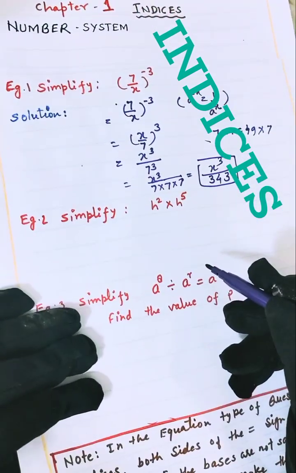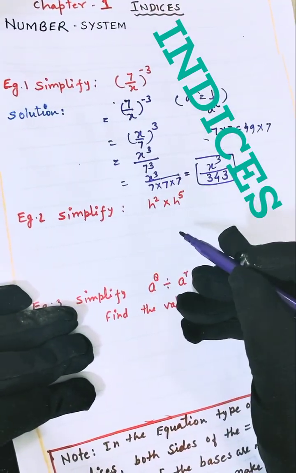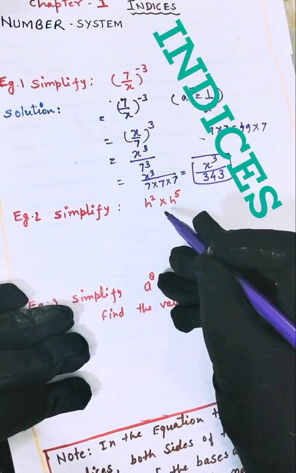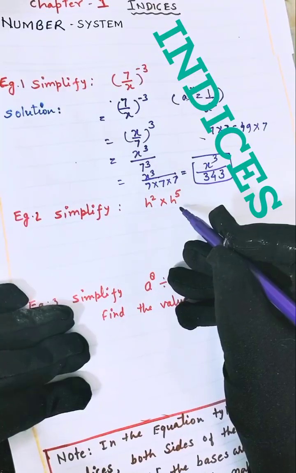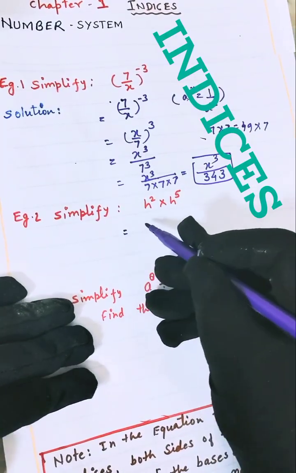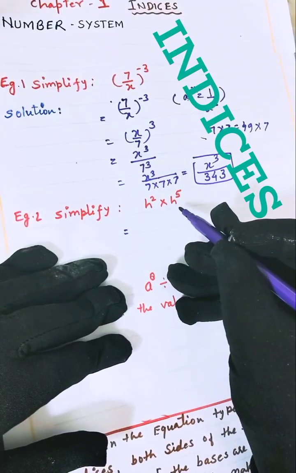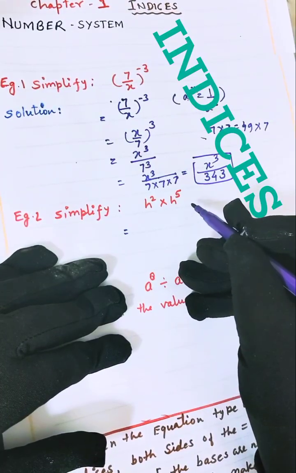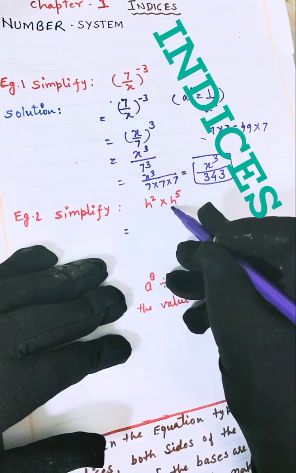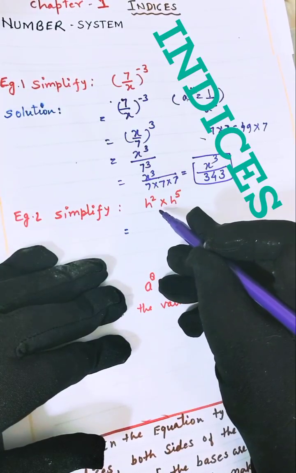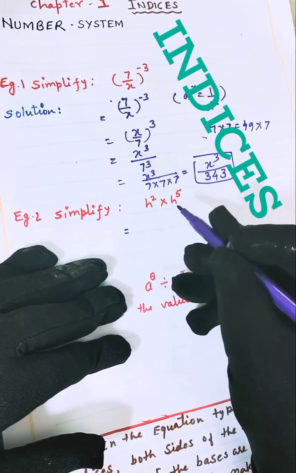This is a simple type of question. It is a 1 or 2 marks question. Now question number 2: h square into h to the power 5. We know the product formula, a to the power m into a to the power n equals a to the power m plus n. When the bases are the same, the powers are added after multiplication.